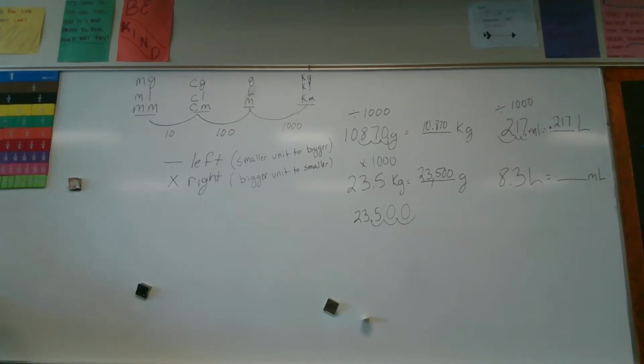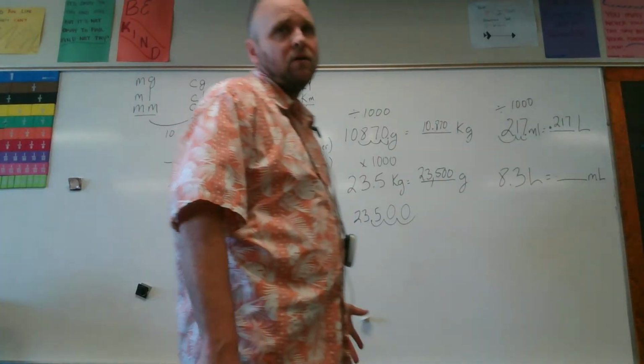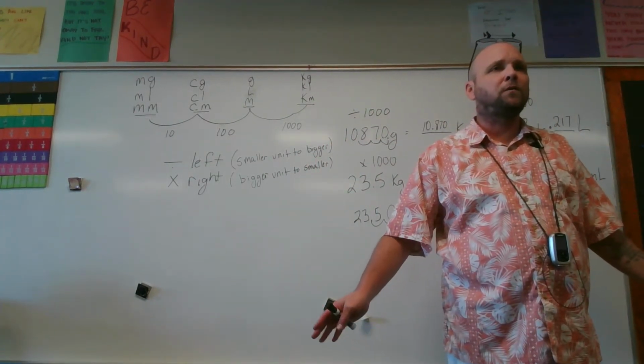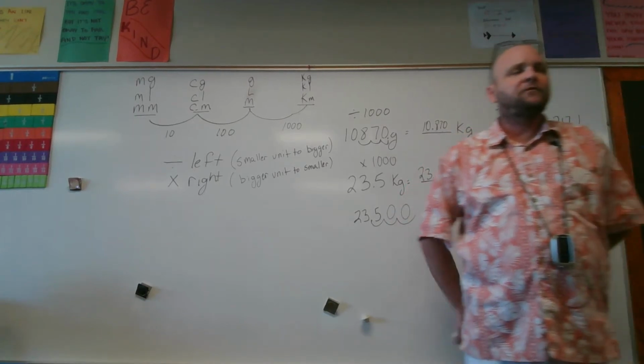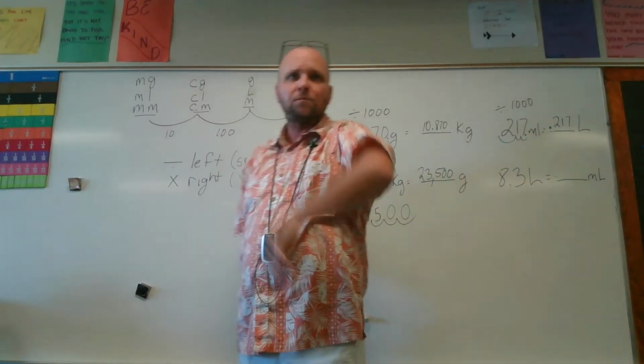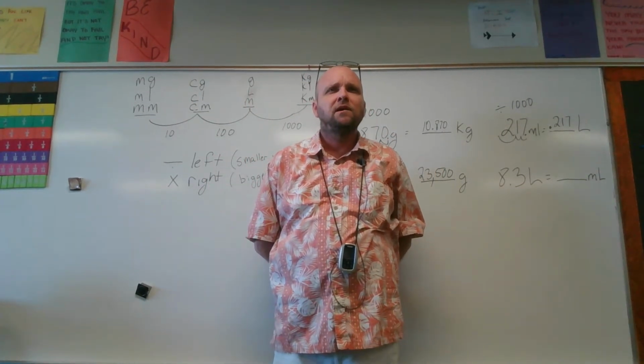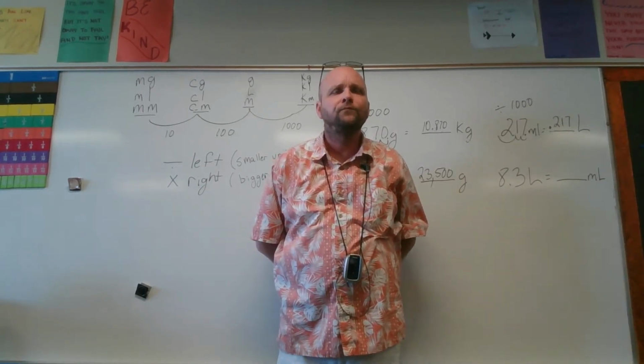Which leaves us with one last problem to work on. I have 8 3/10 liters, and I have to change that to milliliters. It's already got a decimal point in it behind the ones place because the 8 is in the ones place. So now I just have to decide, am I going from a smaller unit to a bigger unit or from a bigger unit to a smaller unit? And I have to decide who I shall select to help me with this problem.